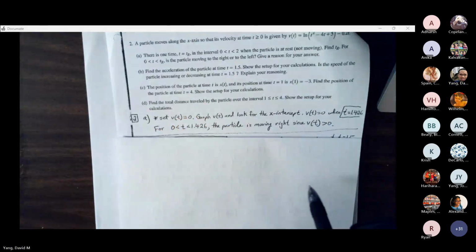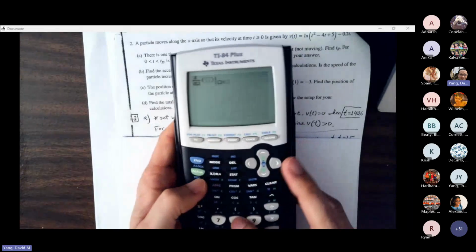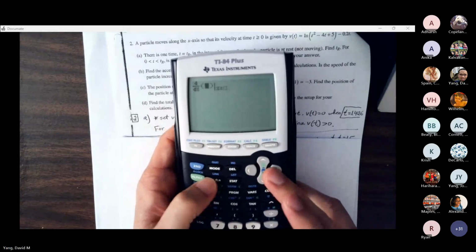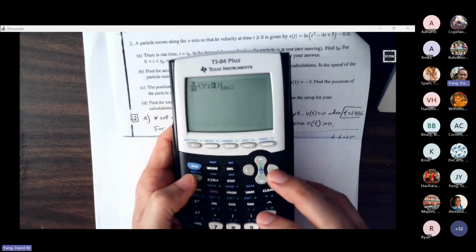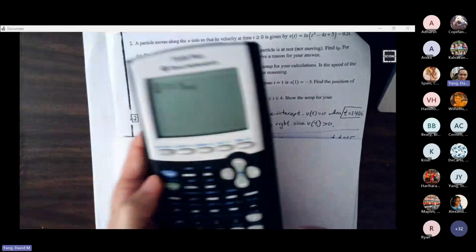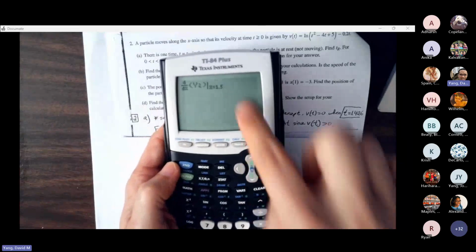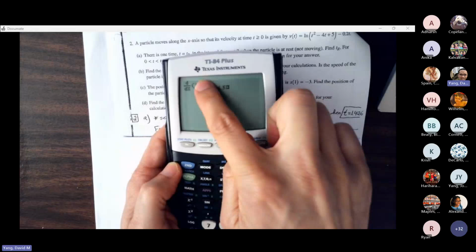So currently I have my velocity stored under y2. So if we do math 8, trace y2, and then at x equals 1.5. So I'm making the calculator find the derivative, get it down to the acceleration level, and then plug in the 1.5.